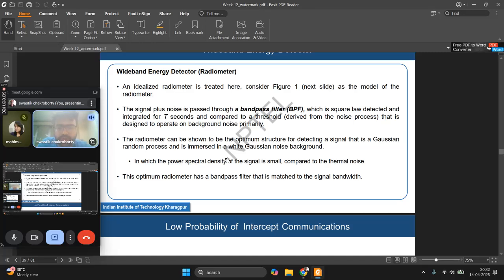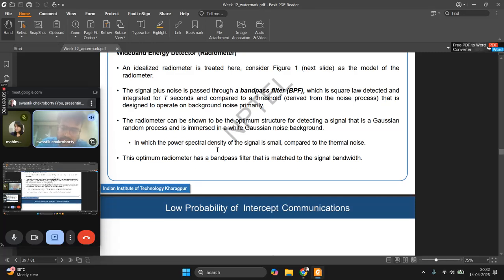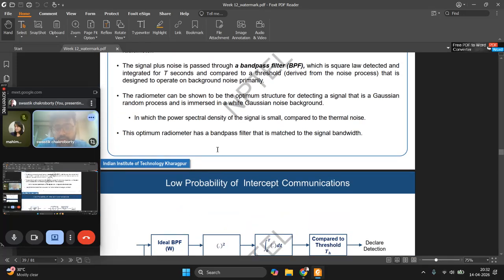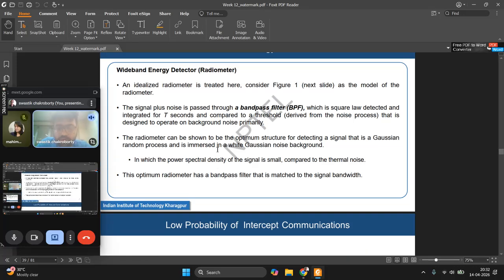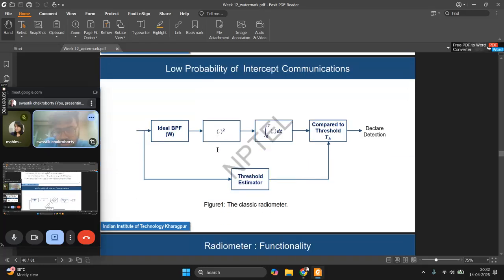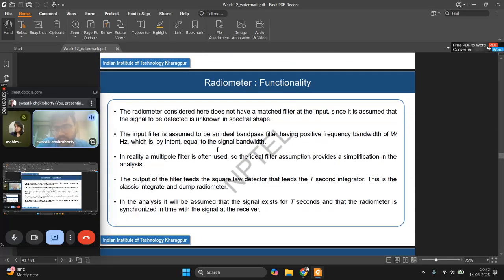The radiometer can be shown to be the optimal structure for detecting a signal that is a Gaussian random process and is immersed in a white Gaussian noise background. So your data process and your noise process both have to be Gaussian for the radiometer to be optimum. Further, the bandpass filter should be matched to the signal bandwidth, of course, so that random energies do not interfere. The radiometer considered here does not have a matched filter at the input, since it is assumed that the signal to be detected is unknown in spectral shape. So the signal you are detecting is unknown, so you cannot match a filter to it.